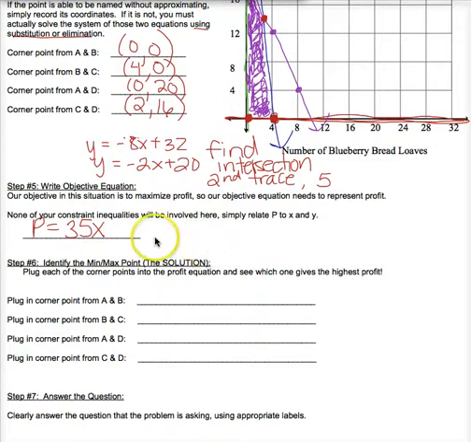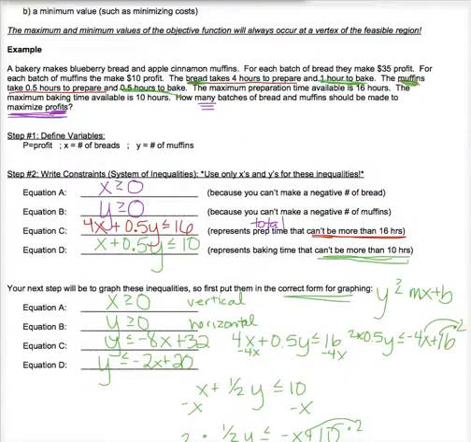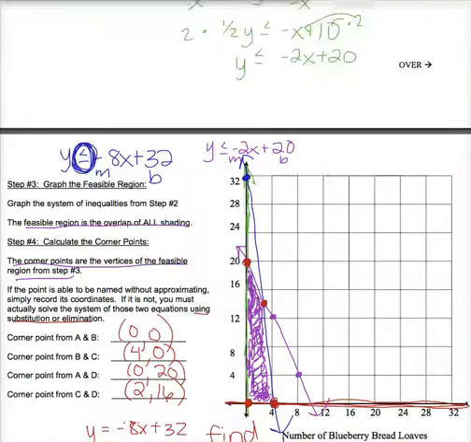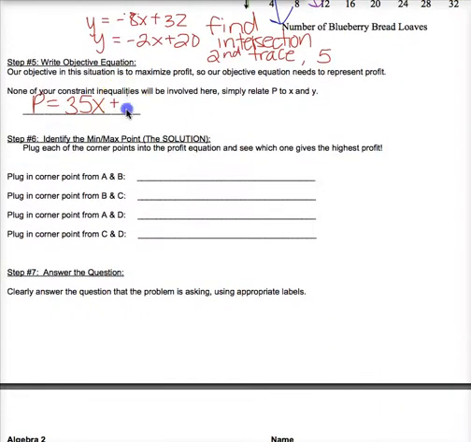Now, they're not only making money off bread, they're also making money off muffins. So we're going to add the muffin money. So go back up and look. Let's see. For each batch of muffins, they make $10 profit. So plus 10y. So there is our objective equation. That is going to give us our profit.